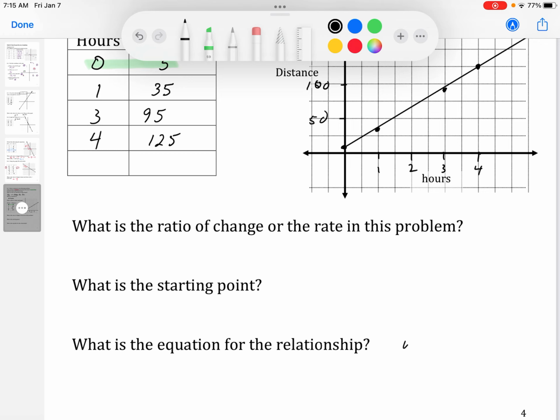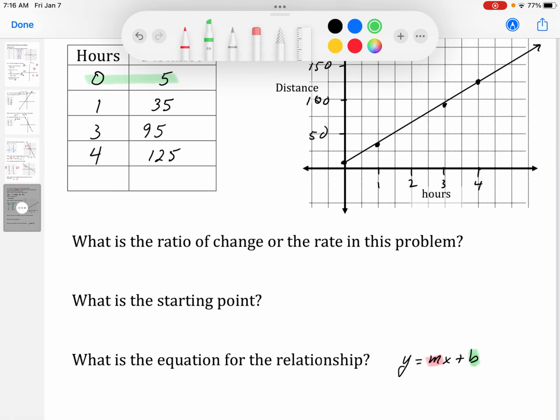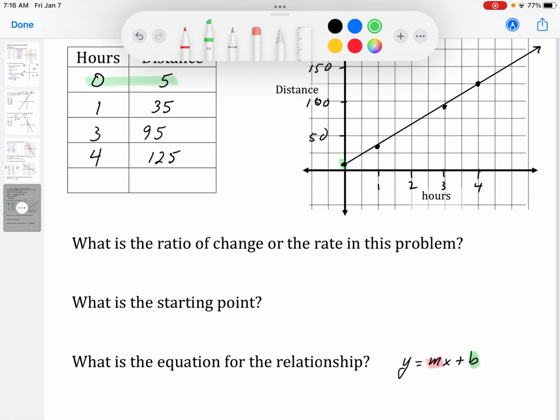So I'm just going to write that here. This is what I want. That represents the ratio of change. This here represents the ratio of change. Just change that to red here. And this represents the y-intercept, okay, where it starts. So there's where it starts.